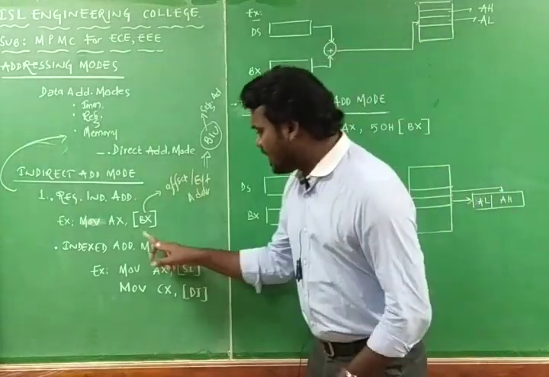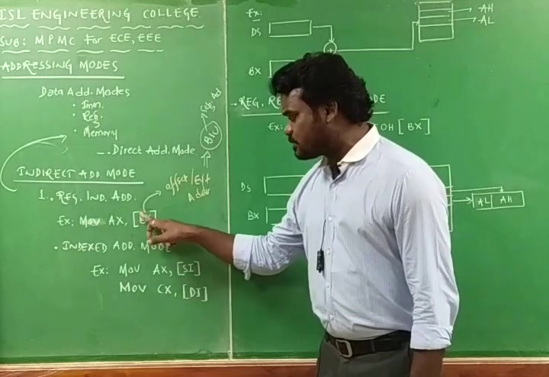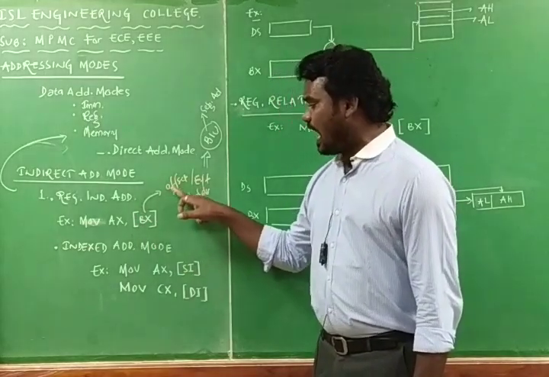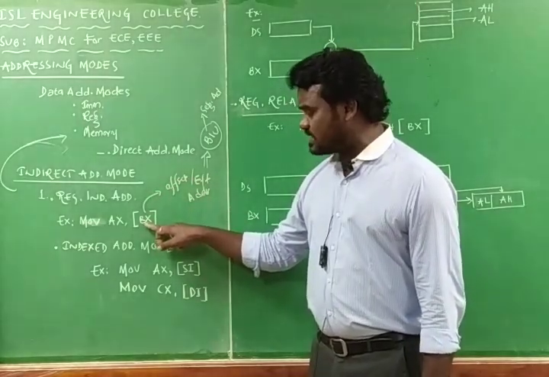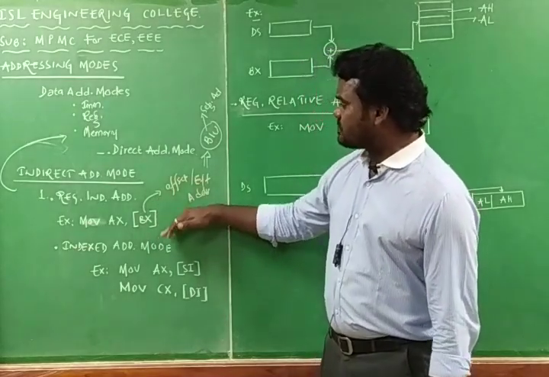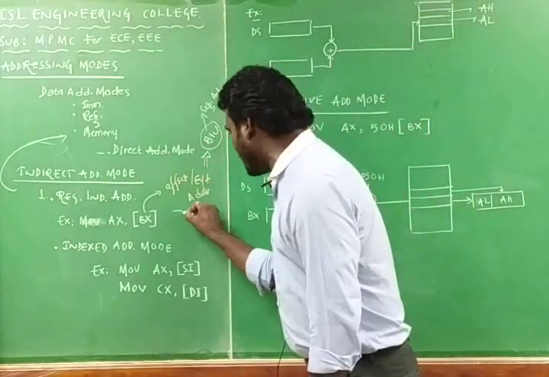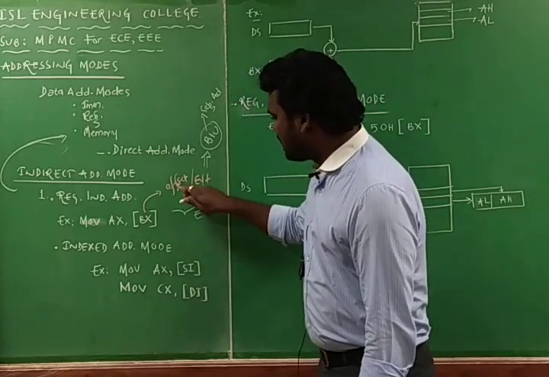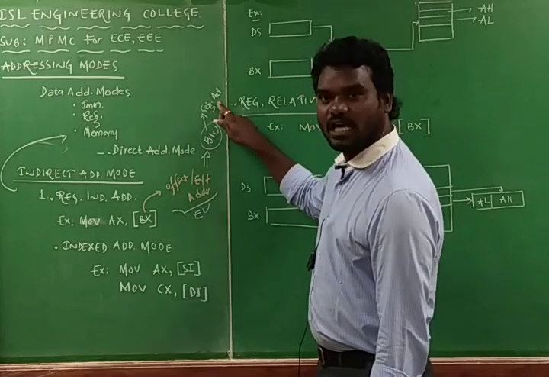Here the source operand is specified in square brackets, so it is giving the offset address. The offset address is in the base register, and this offset address is given to the bus interfacing unit. This is in the execution unit, so the execution unit will give the offset address to the bus interfacing unit, where we have the segment address.